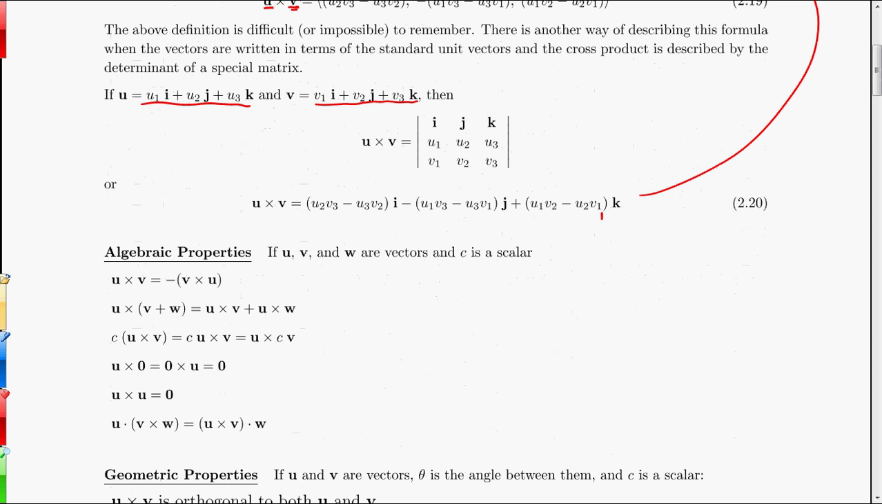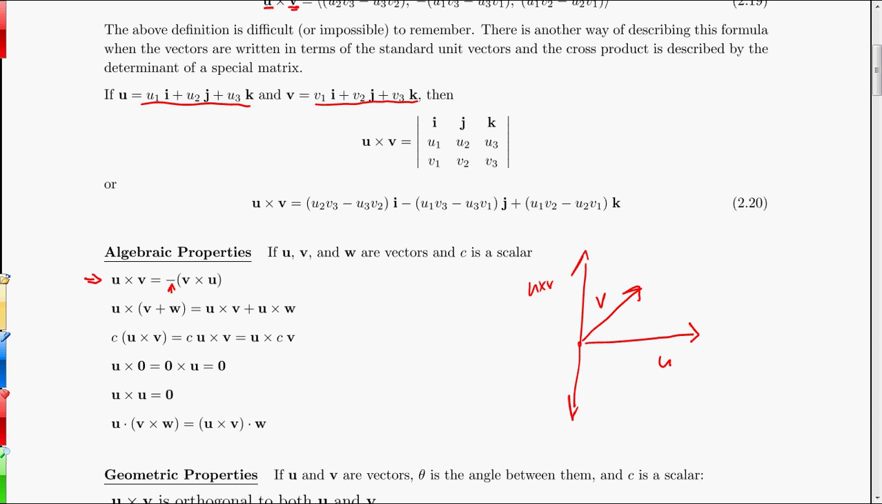One of the very important algebraic properties is this first one. U cross V is equal to negative V cross U. So you can't switch the orders unless you throw a negative out in front. And the way that works is if this is U, right, and this is V, then U cross V produces a vector that looks like this. U cross V, and V cross U looks just like that going in the other direction, right?